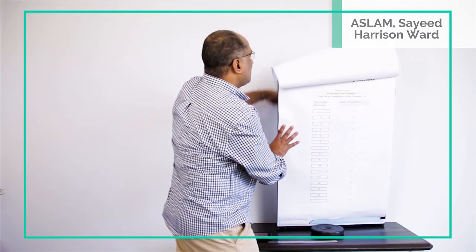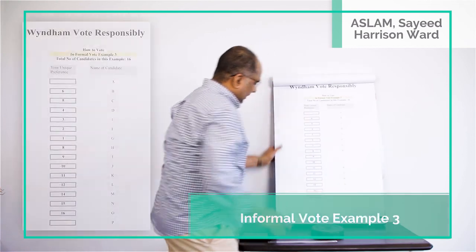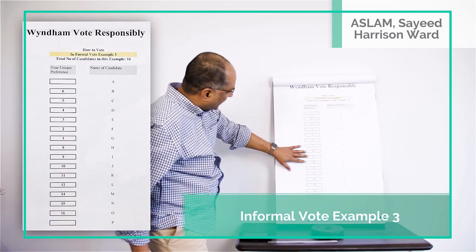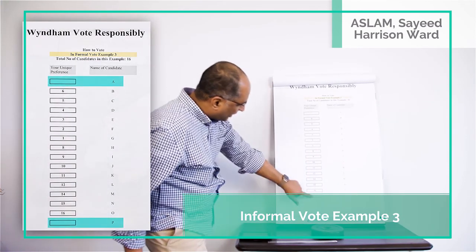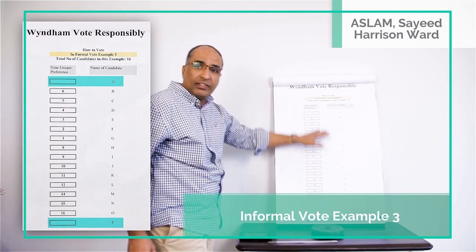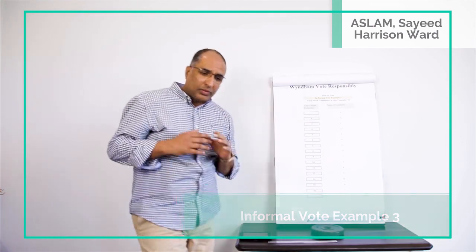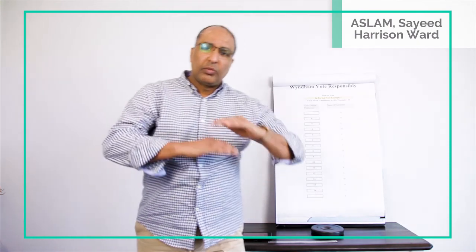Now I've given you one more example. This one has done a great job again, but unfortunately has left a couple of boxes empty. Even this is an informal vote. So what I'm trying to do is reduce the informal vote to 0.